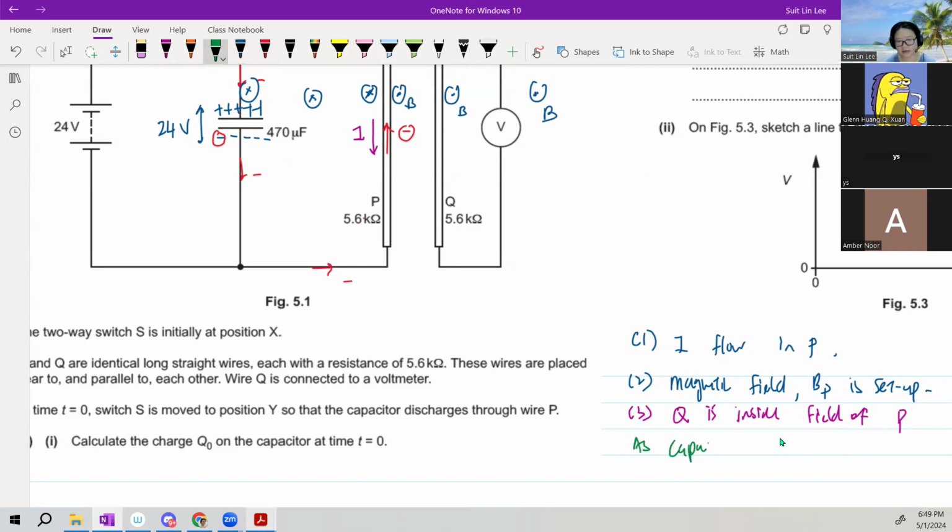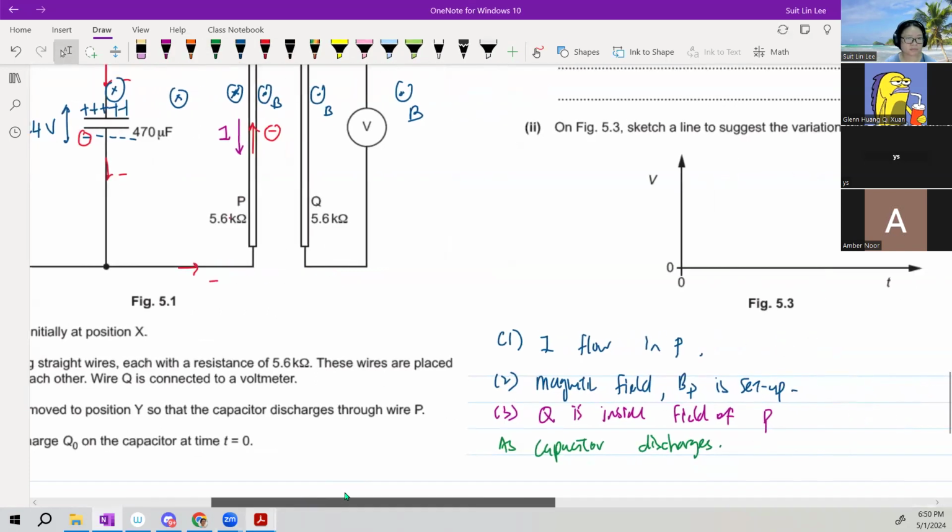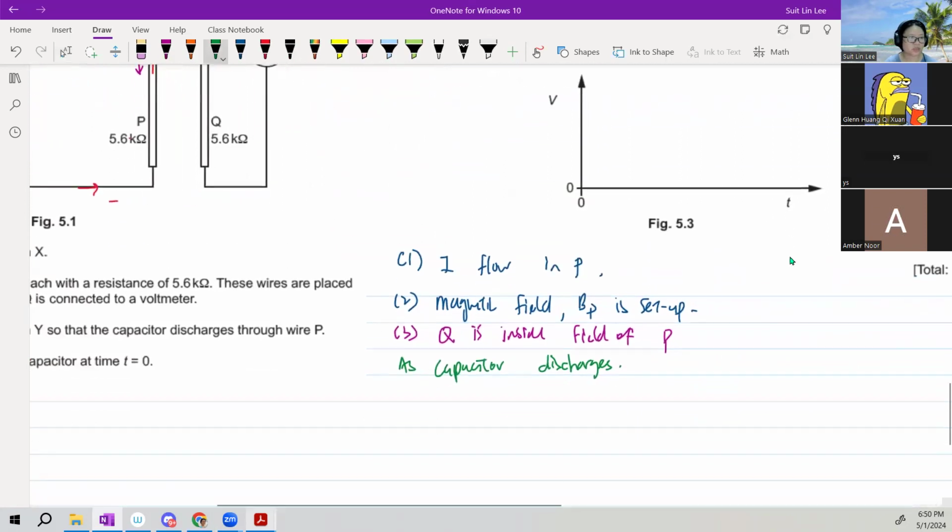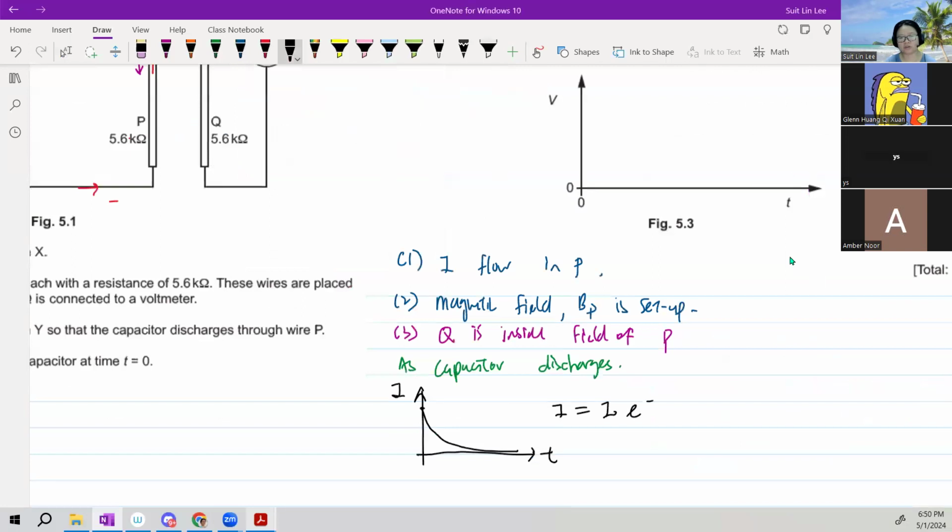So as the capacitor discharges, wait, let me move here a bit. We already draw the graph. Just do a sketch here. The IT graph will look like this. At first, the current will flow very fast, or rather, we have a large value because a lot of charge will flow. Eventually, as the capacitor empties, the charge flow will drop. Yes, no? I is I naught e to the negative t over RC.